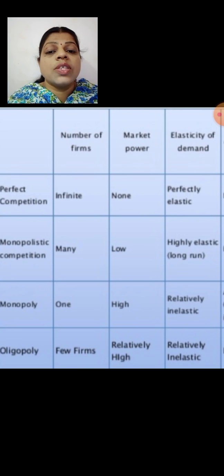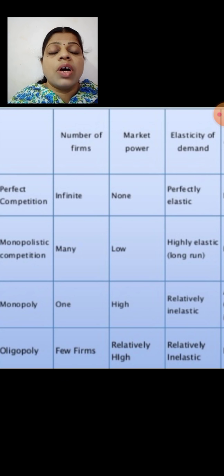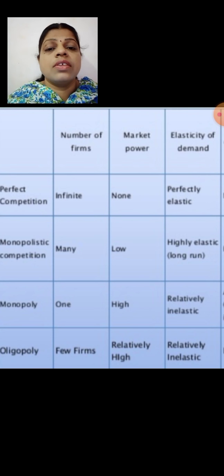In this perfectly competitive market, what about the number of firms? It is infinite. That means a large number of buyers and sellers are there in the perfectly competitive market. And if we compare with the monopolistic competition, many buyers and sellers are there, but not as much as in the perfect competition. Perfect competition means there is no limit for that. It is infinite, endless one.